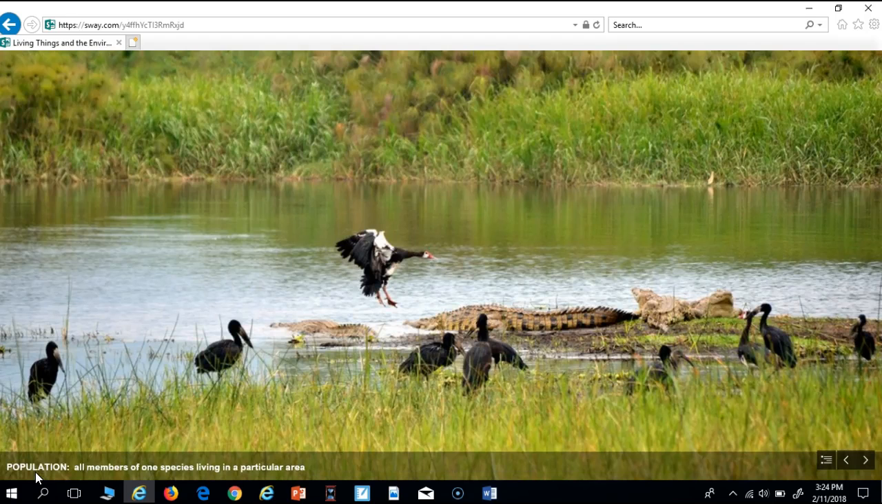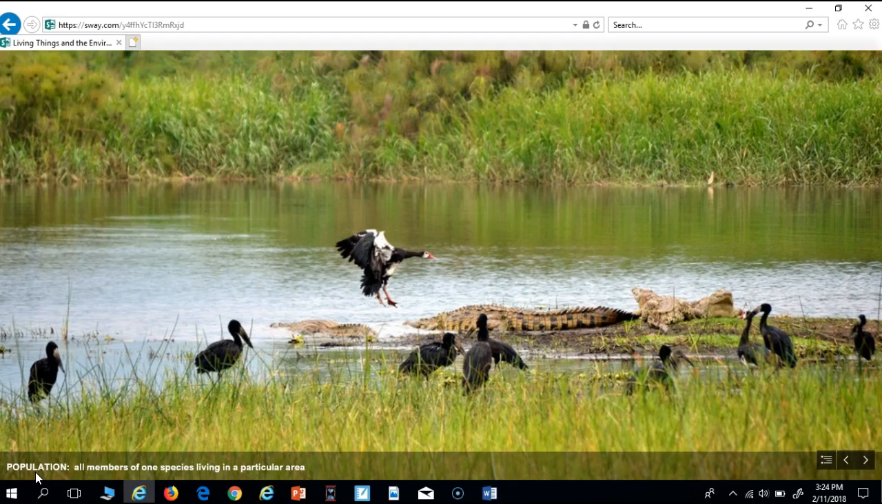A population is all members of one species living in a particular area. So again, we saw all these different species. Well, I see a population of alligators made up of, I see about 4 alligators in this population. At least in this picture. I'm sure there are more in that area. And those blackbirds, we see roughly 9 of those blackbirds making up a population.